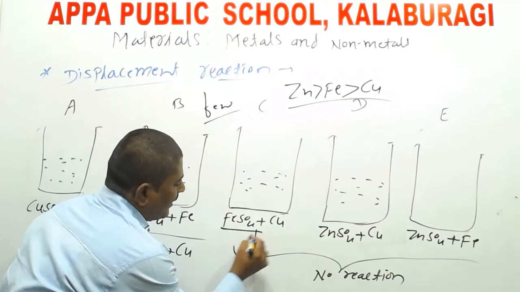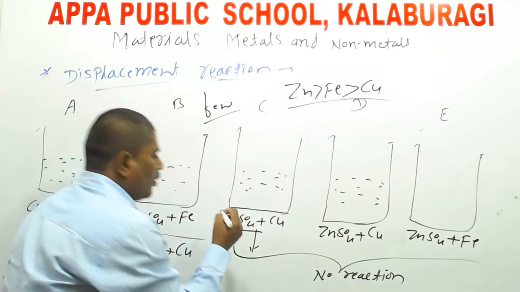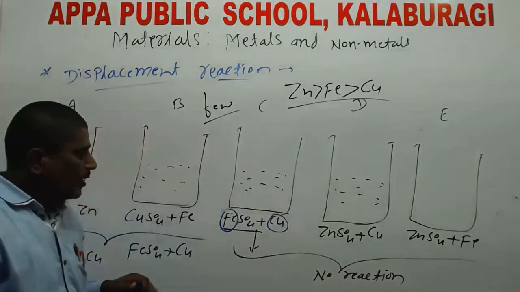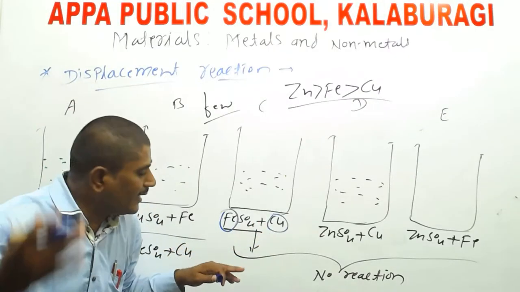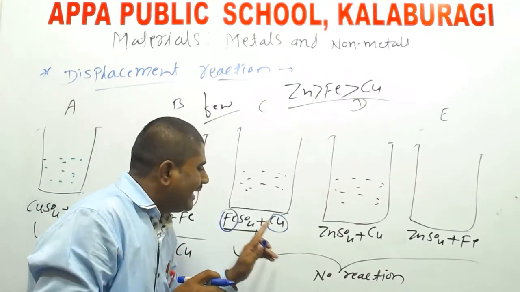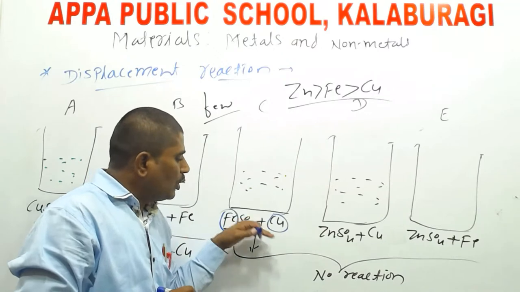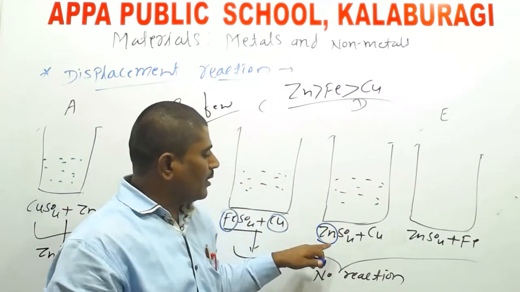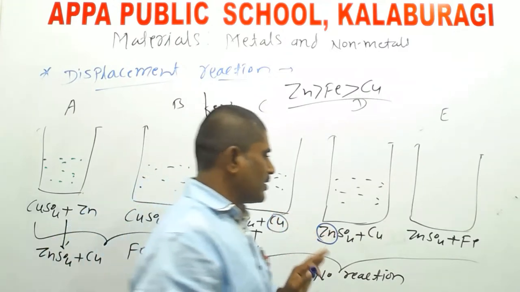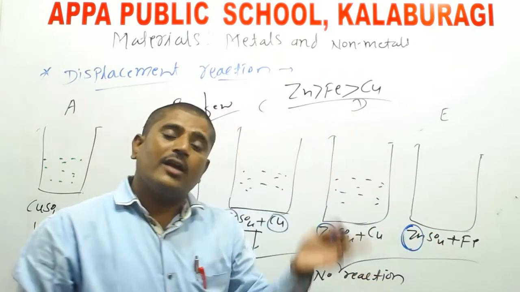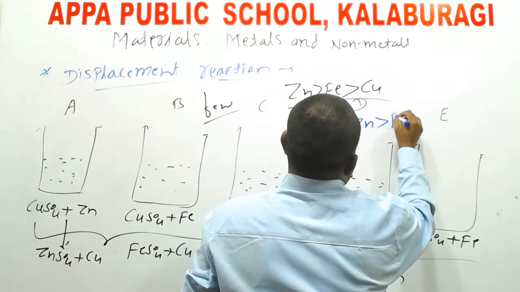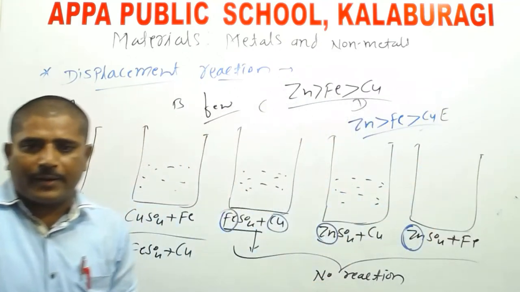Listen here, my dear students, here iron sulfate is there. Iron is the more reactive metal compared to copper, so iron is more reactive than copper. Hence, copper does not displace iron here. This should be remembered. So copper does not displace iron, and no reaction takes place. Next, in beaker D, zinc is more reactive and copper is much less reactive, so the reaction does not take place. And in the last, zinc is more reactive than iron. The order is zinc is more reactive, next iron, next copper. We should remember this.